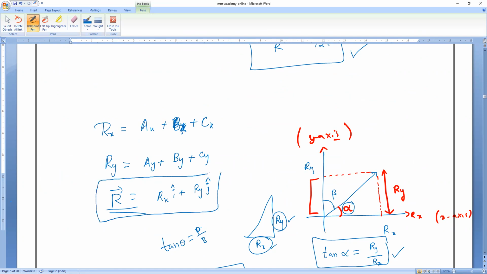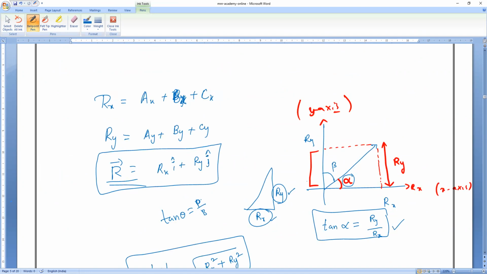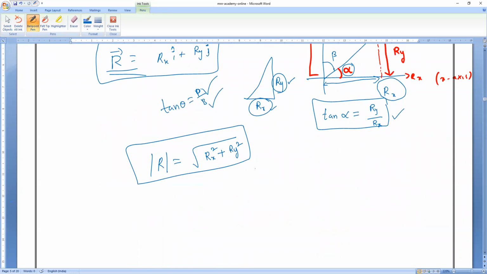If you want to find the magnitude, just find the mod of this, so you get the root of Rx square plus Ry square. And if you want to find the angle with the x-axis, then tan alpha equals tan theta formula: opposite divided by base, or perpendicular divided by base. The perpendicular is Ry and the base is Rx. So tan alpha is equal to Ry by Rx.